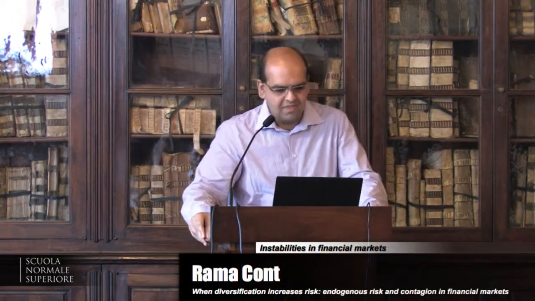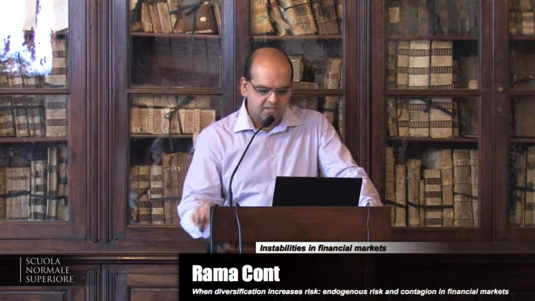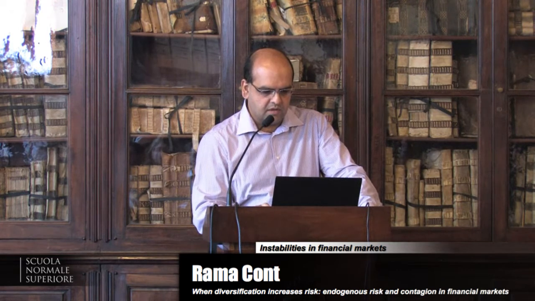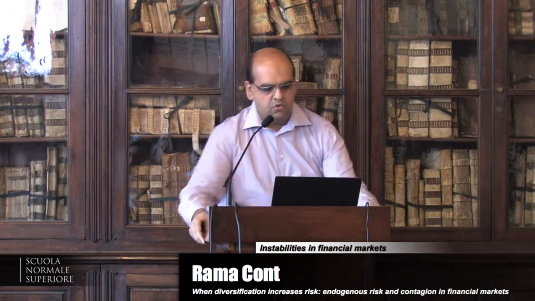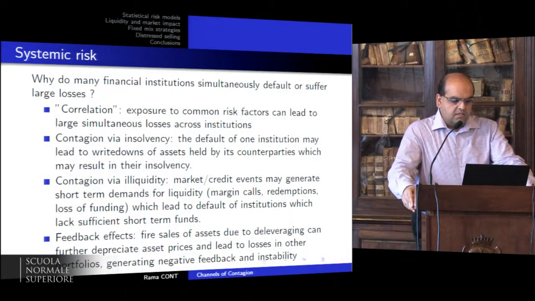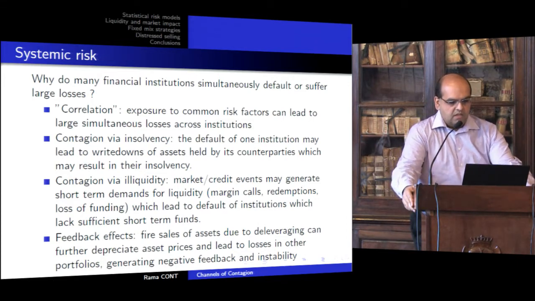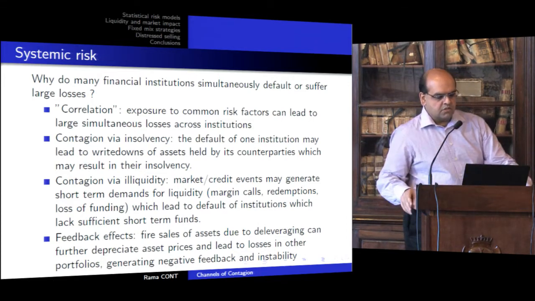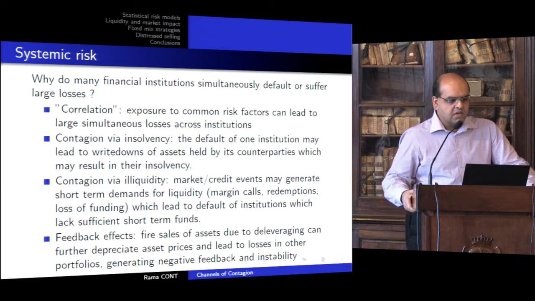So I'm going to speak about financial instability, but from a risk management point of view. The title is "When Diversification Increases Risk: Fire Sales, Contagion, and Endogenous Instabilities in Financial Markets." All the speakers have alluded to this issue of systemic risk. In recent years we've had many discussions about the scenarios or mechanisms which lead to systemic risk, and here I have a partial list of some mechanisms that did contribute to systemic risk in the recent and not so recent crises.